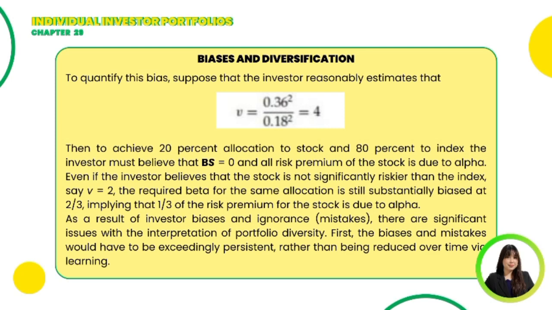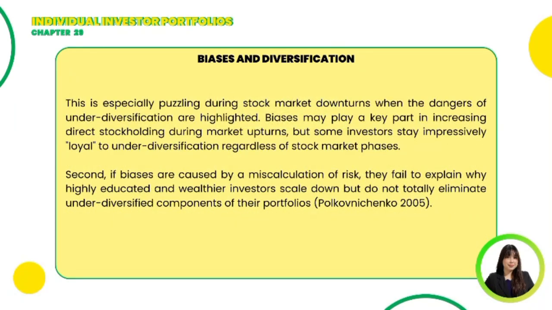First, the biases and mistakes would have to be exceedingly persistent rather than being reduced over time via learning. This is especially puzzling during stock market downturns when the dangers of under-diversification are highlighted. Biases may play a key part in increasing direct stock holding during market upturns, but some investors stay impressively loyal to under-diversification regardless of stock market phases.